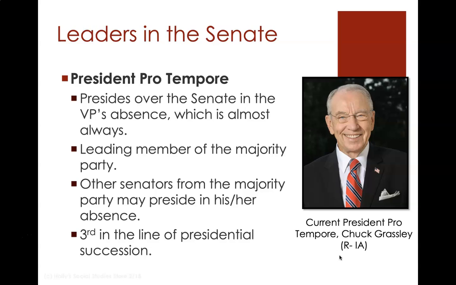The president pro tempore presides over the Senate in the vice president's absence, which is almost always. They are the leading member of the majority party. Other senators from the majority party may preside in his or her absence. And the president pro tempore is third in line to the presidential succession. So, president, then vice president, Speaker of the House, and president pro tempore. The current president pro tempore is Chuck Grassley.